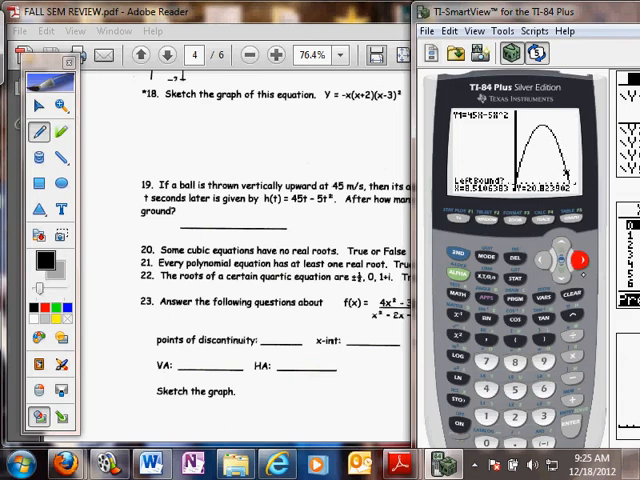Just get a little close to it. Left bound, hit enter. That's the left side of it, so that's good. Now it's saying right bound. Go a little bit to the right of it, hit enter. Now it's saying guess, hit enter. And I see that it is x equals 9.